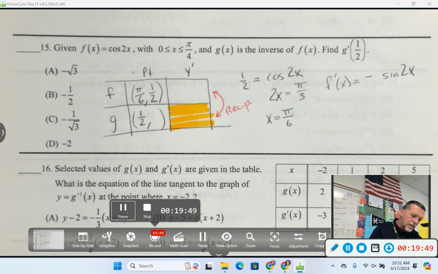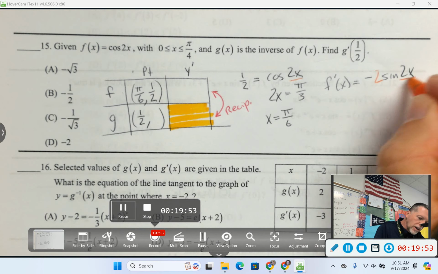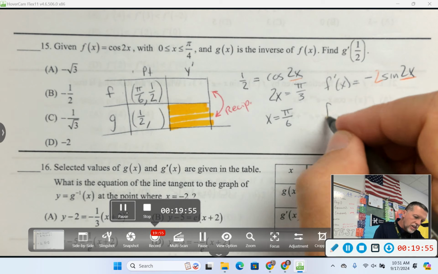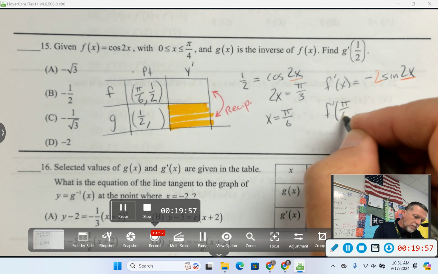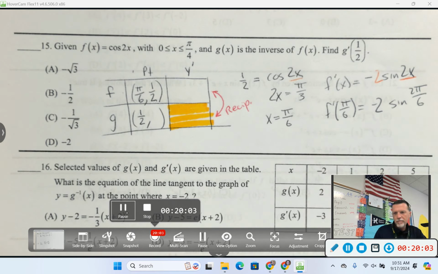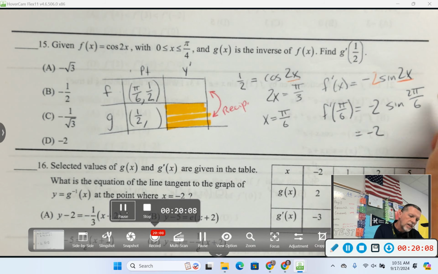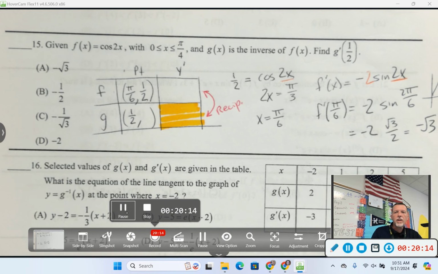I need to be quotient or chain ruling here. Alright, so at pi over 6, negative 2 times the sine of pi over 3. Sine of pi over 3 is root 3 over 2. So negative root 3.